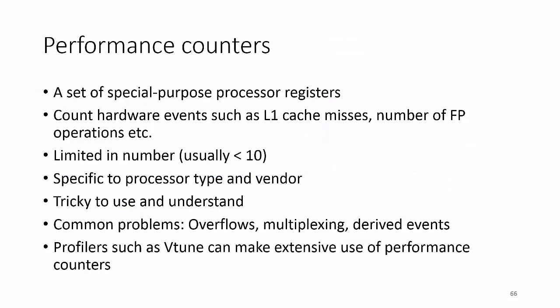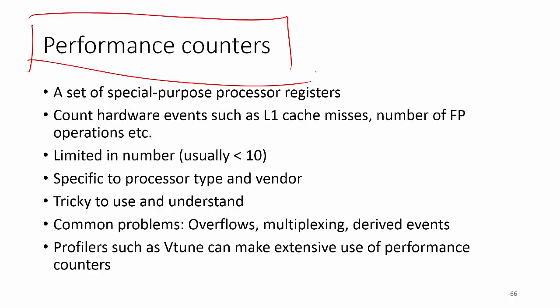But if you want to know what's happening in the program when you execute it, you can use performance counters. Most of the profilers I talked about use performance counters in addition to sampling, like the Intel VTune. A performance counter is a special-purpose processor register that can be programmed to count various events, such as level 1 cache misses, number of floating point operations, and so on. There are a great number of events that can be counted. However, you only have a small number of these counters, usually below 10, and often as low as 2 or 4.